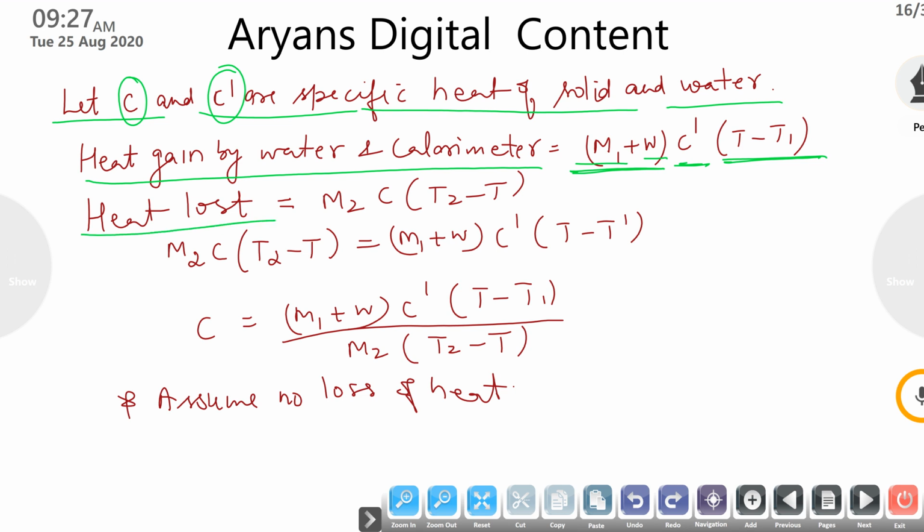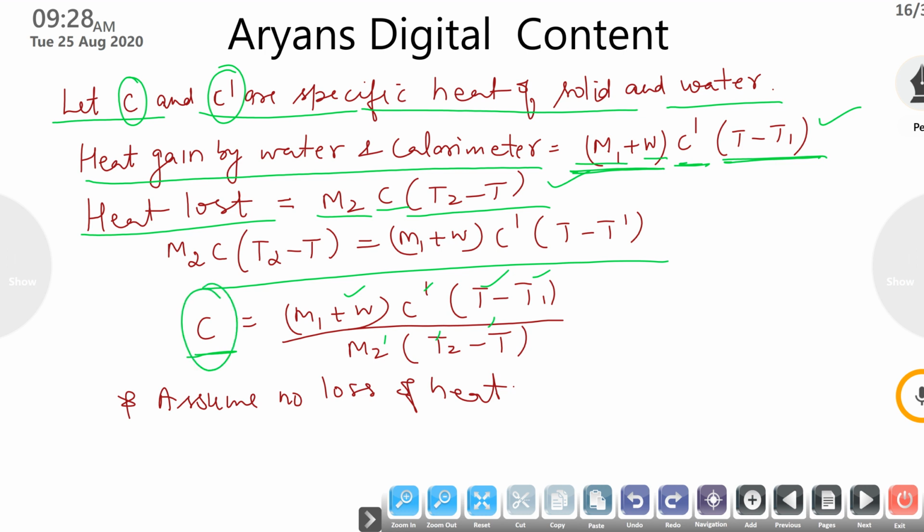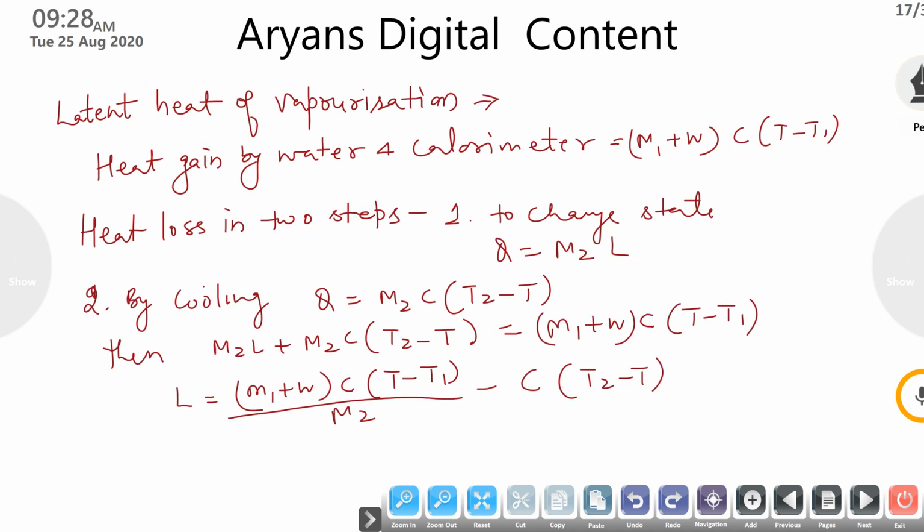Now next is heat loss. Heat loss, simply the formula will remain the same: mass of the solid, specific heat of the solid and change in temperature. Here T2 is greater than T, so I simply write T2 minus T. Now by simply comparing these two equations, I get the value of specific heat of solid. So if I know these parameters, I can simply find the specific heat of any object. And in this experiment, we have assumed that there is no loss of heat.